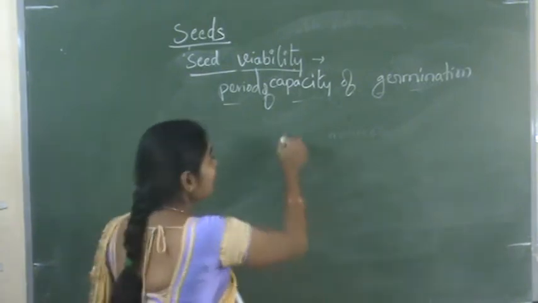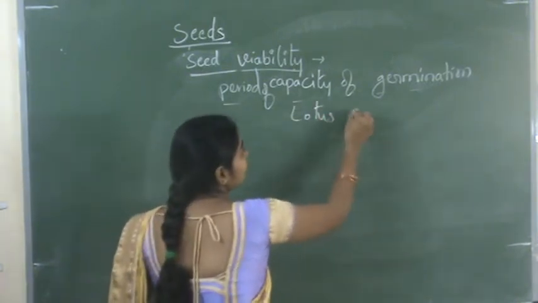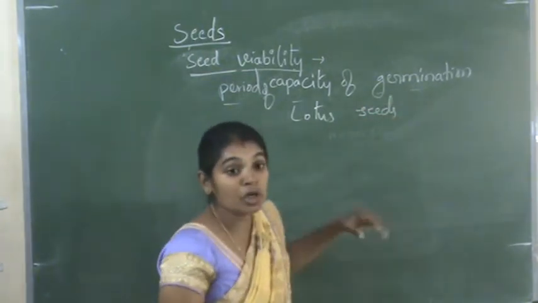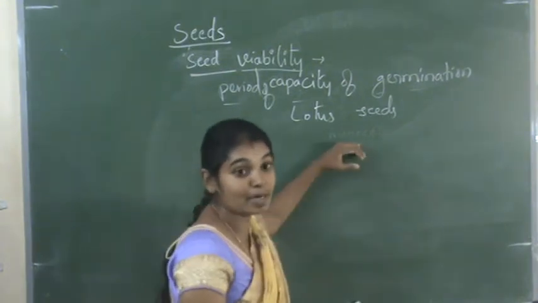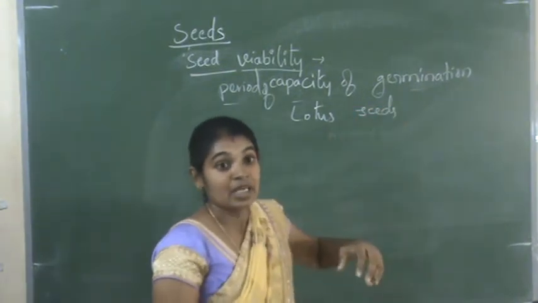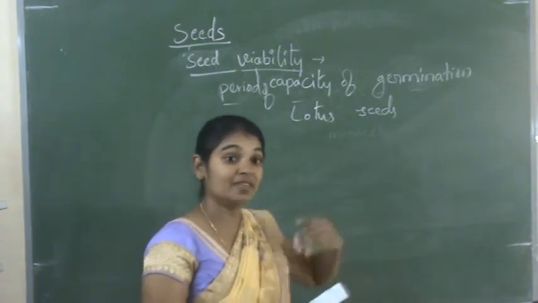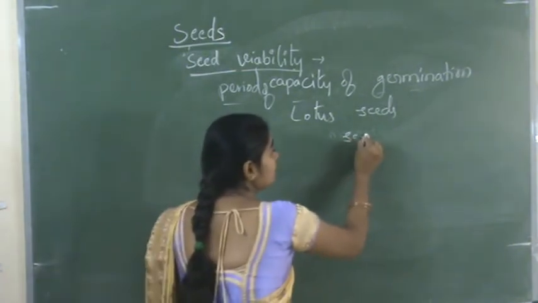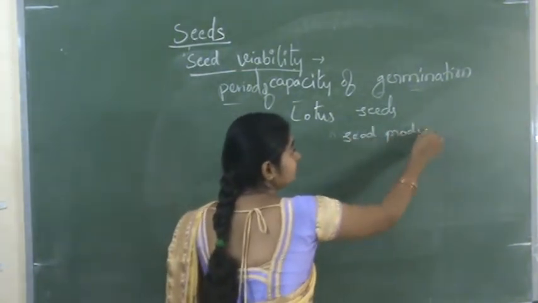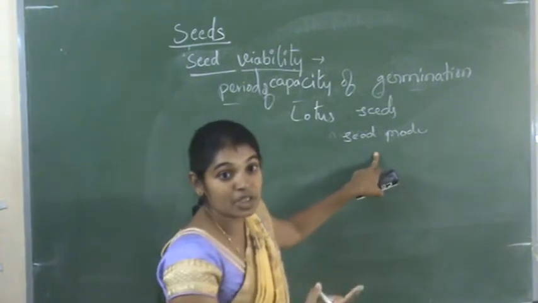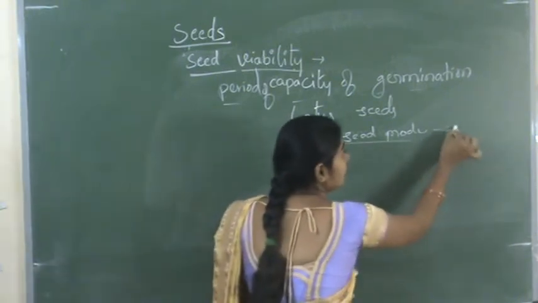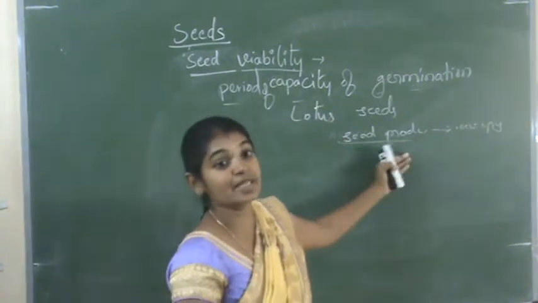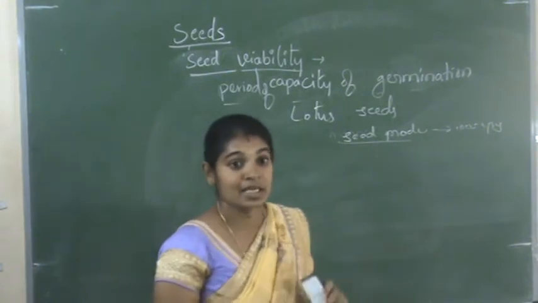So for example, if we take the lotus seeds, which have a long germinating period, that means more seed viability. Even after 1000 years, if the seed is produced, it can still be germinated. So the seed viability is 1000 years for lotus seeds.